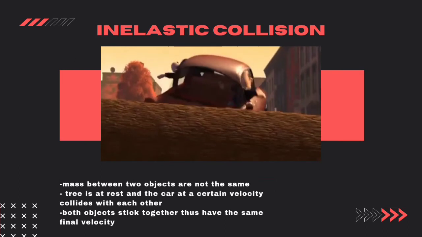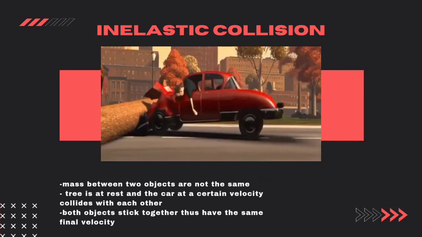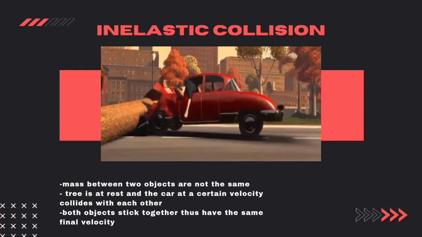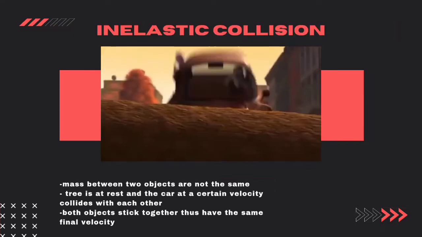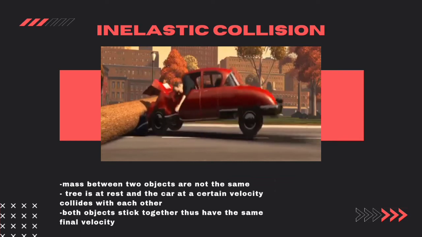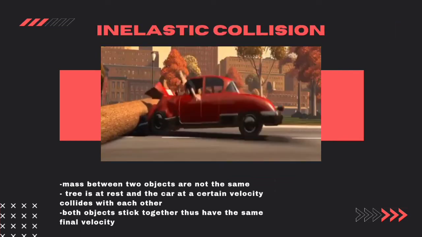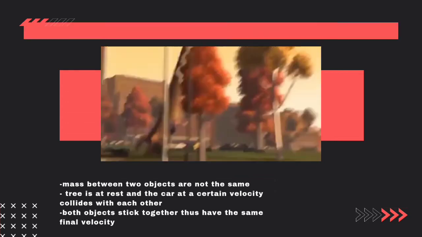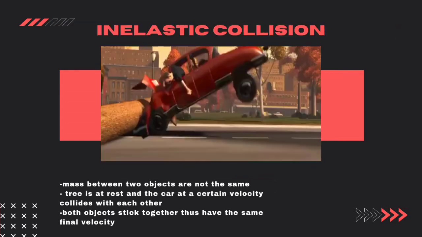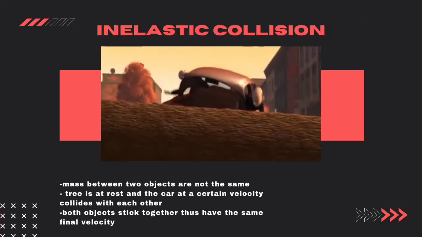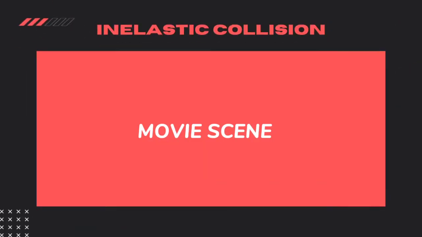In this scene, the mass between the objects is not equal, and the collision occurs when the tree is at rest and the car is at a certain velocity. After a collision occurs, the objects, which are a tree and a car, stick together. There is only one final velocity, and this situation will lead to a completely inelastic collision. Thus, the kinetic energy is not conserved.